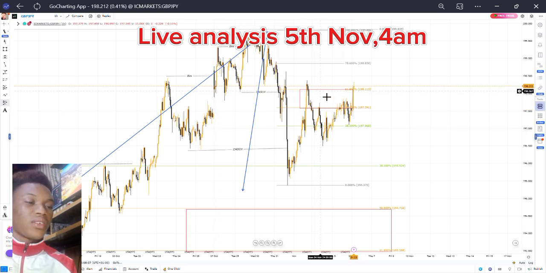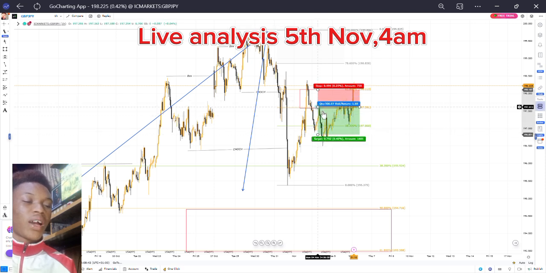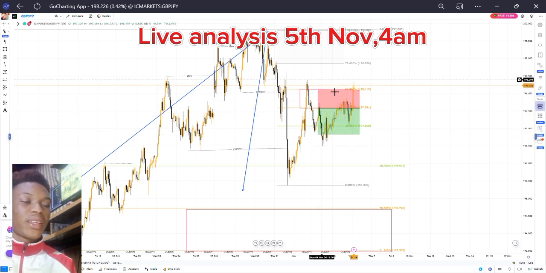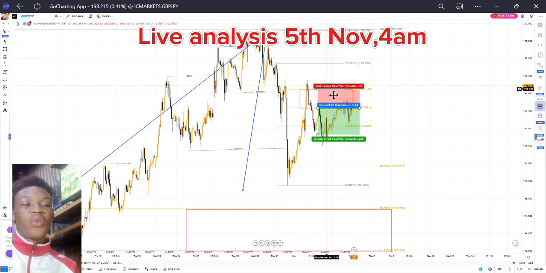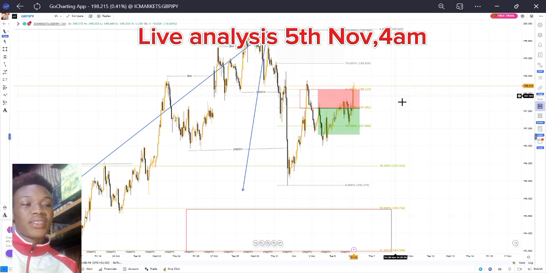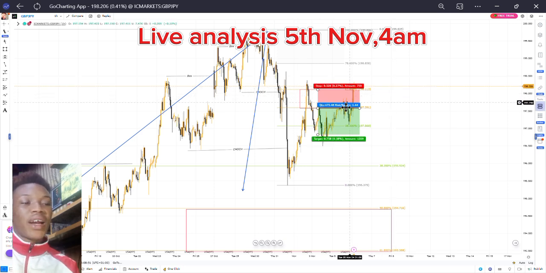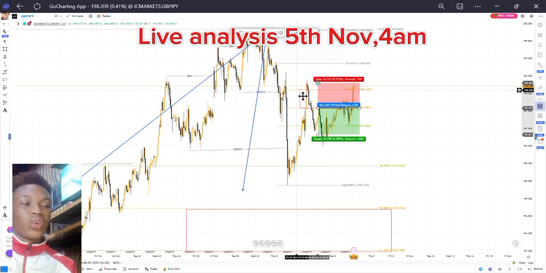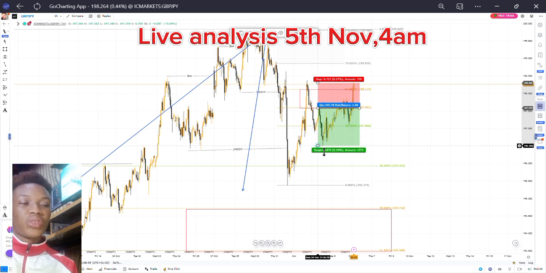On XAUUSD, I don't need to add extra pips to my target, guys. I don't need to add extra points to my target. But on GBP, based on my backtesting, I noticed that I need to be adding extra pips, either the supply zone is below or not. I need to add extra pips before we can see that push to the downside.